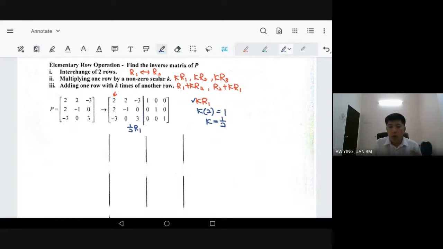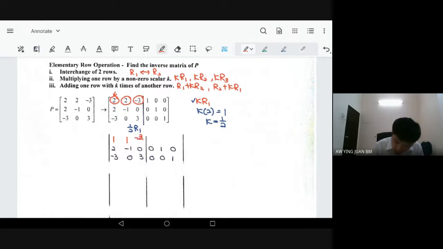Next, what we have to do is to copy the row 2 and row 3. So we have copied down the row 2 and row 3. Next is to multiply the row 1 with the formula. So here we will have 1. Next, we will have 1 as well, followed by negative 3 over 2. Next, we have 1 over 2, then 0, then 0. So that is the process of finding the A11, from 2 becoming 1.